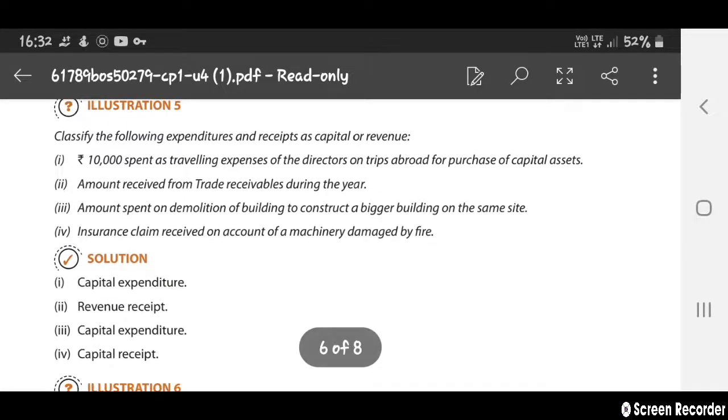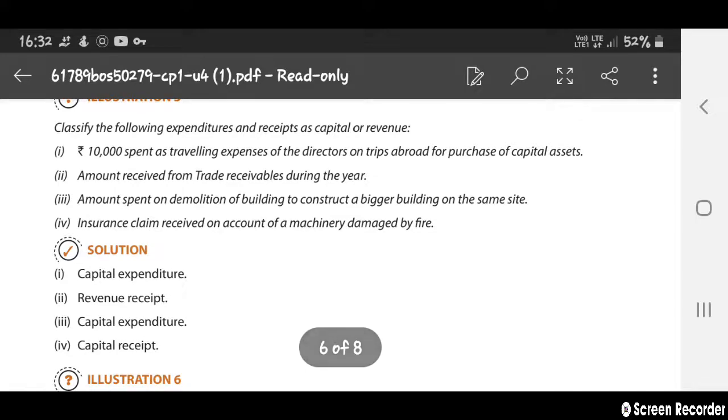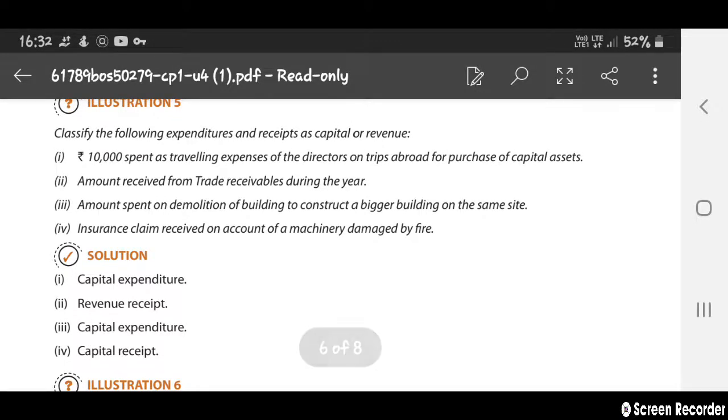Next is rupees 10,000 spent as traveling expenses of the directors on trips abroad for purchasing capital assets. So it is a capital expenditure because they have taken the money from the company. Next, amount received from trade receivables during the year. So it is a revenue receipt, because it is revenue that they have given as a receipt.